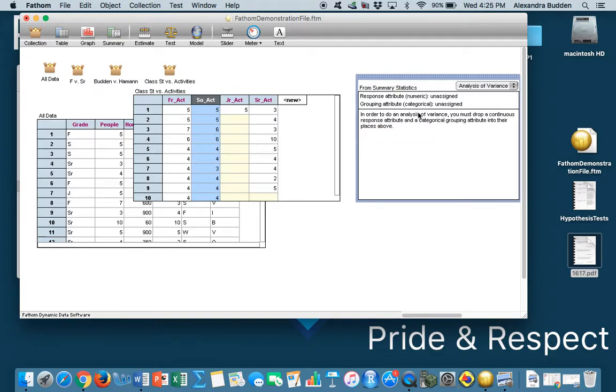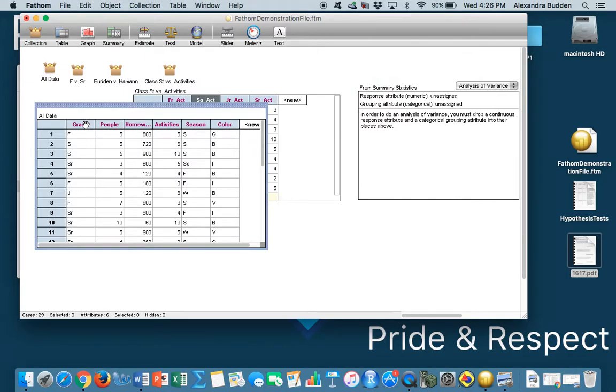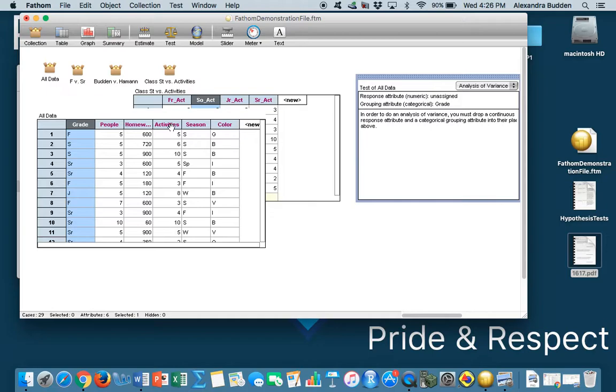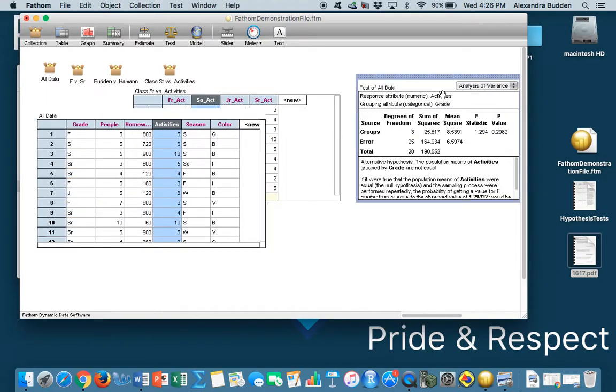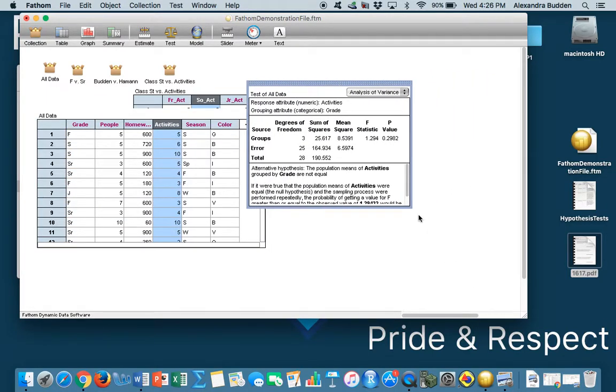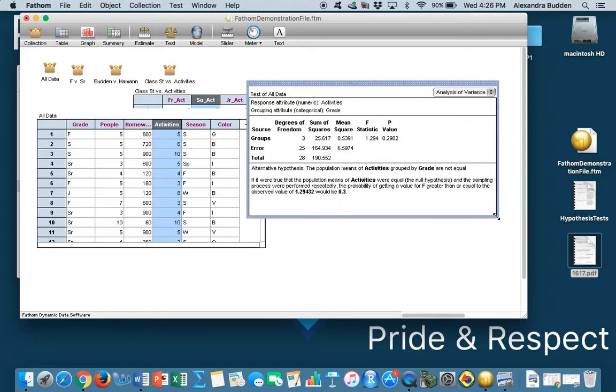Okay, so now here we need the categorical variable and the numeric variable. Our categorical variable is grade, so we're going to go back to the original data set, and we are looking at the number of activities that students are involved in. So this is our analysis.